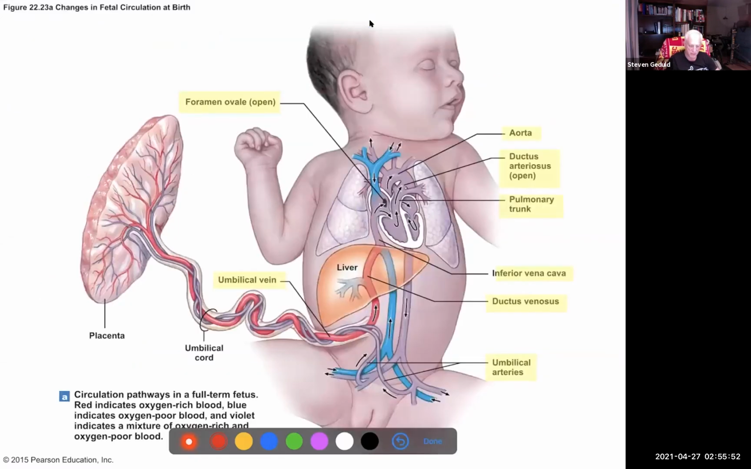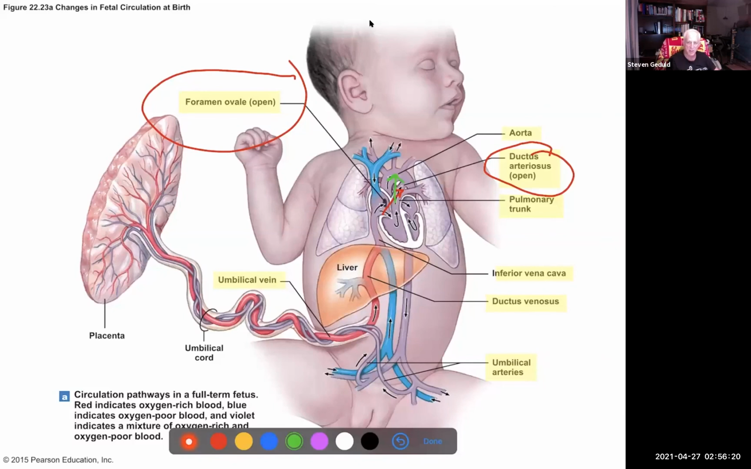So there's your foramen ovale. You can see it's open, and blood can flow from the right atrium to the left atrium. This is the ductus arteriosus, and you can see blood flows from the pulmonary trunk, which is right here. I'll do that one in green. Here's your pulmonary trunk, and it flows into the aortic arch. So two bypasses: the foramen ovale and the ductus arteriosus.